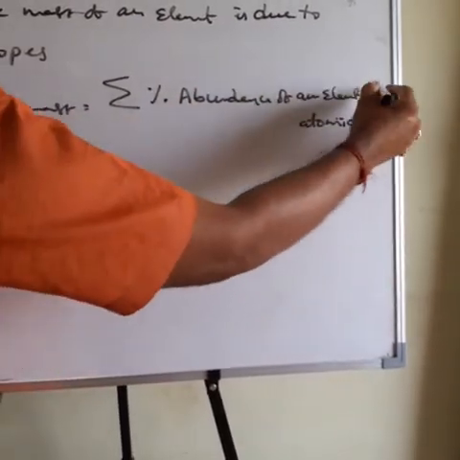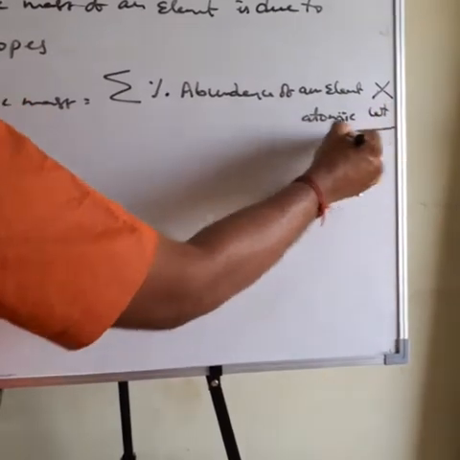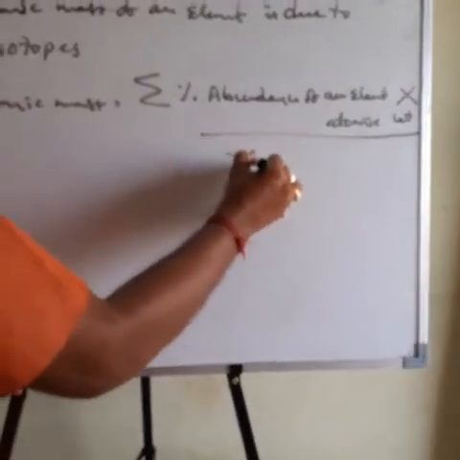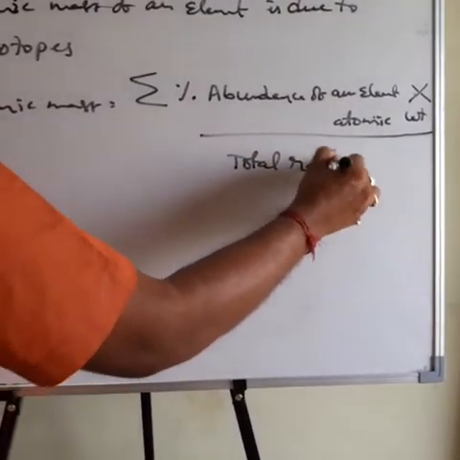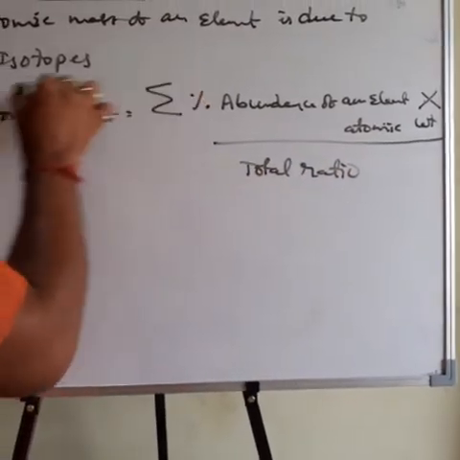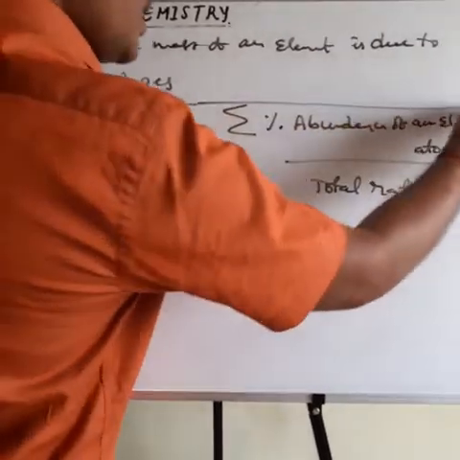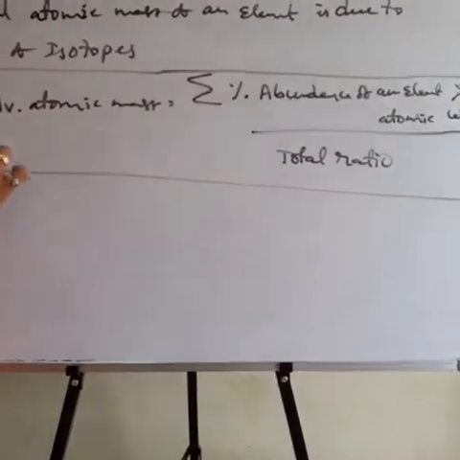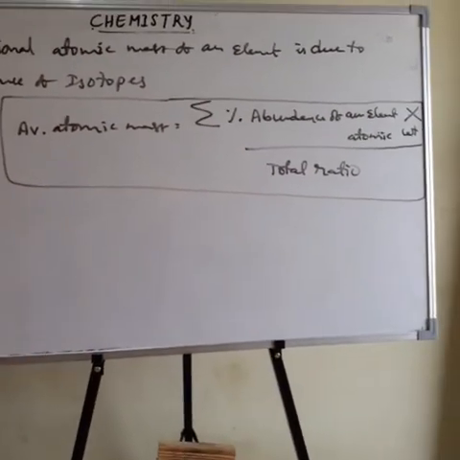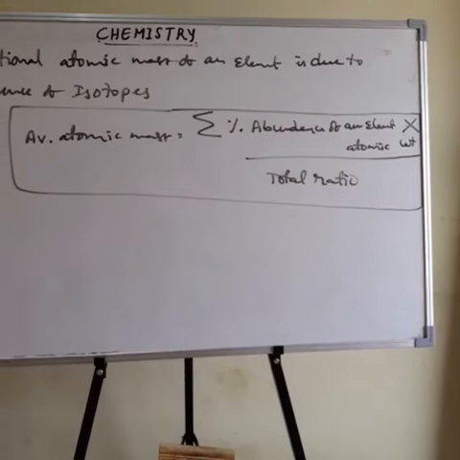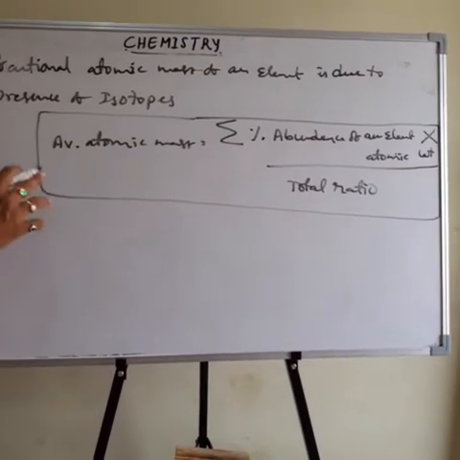Percentage abundance of an element into atomic weight divided by total ratio. So this formula is very important too. So I will explain some problems based on this formula. Okay, the next one is problems based on this formula.